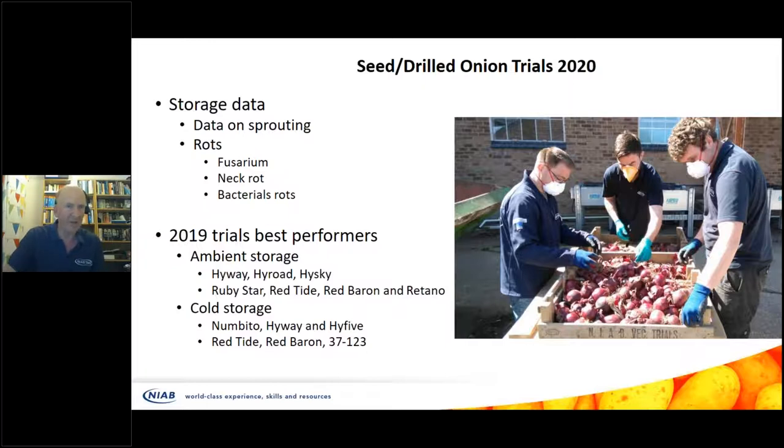There's some info there from the 2019 trials, but obviously those are then stored through the winter, and that data is from March through to June in 2020. There are some good varieties listed in ambient storage, but cold storage as well. Sometimes varieties outperform in cold storage, even if they wouldn't store in an ambient store.